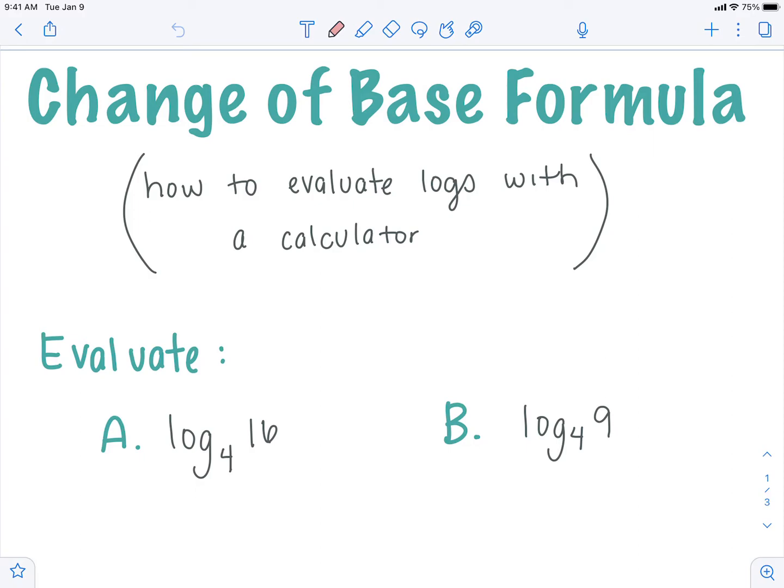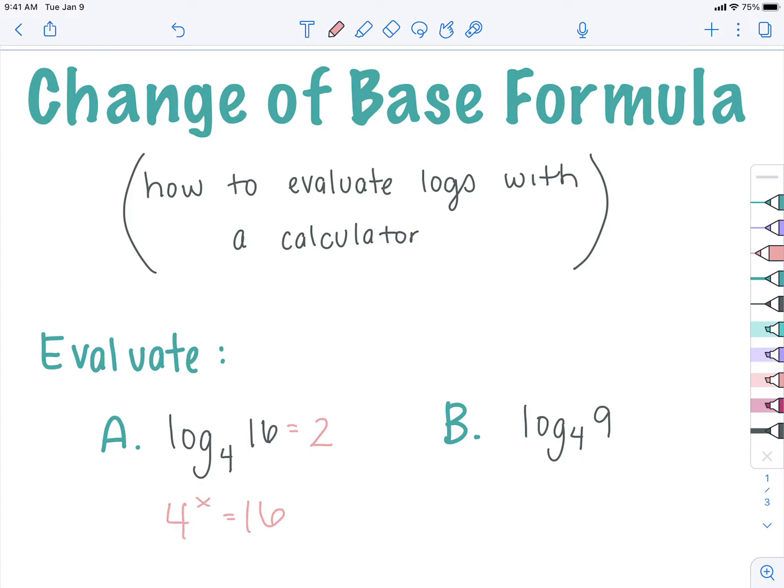If I wanted to evaluate the first one, we already know that log base 4 of 16 is asking us how many 4s we have to multiply in order to get 16, right? Or if I was going to rewrite that in exponential form, I would say 4 to some power equals 16. And we could actually evaluate that without using a calculator, right? Because we know 4 squared is 16. So log base 4 of 16 really equals 2.